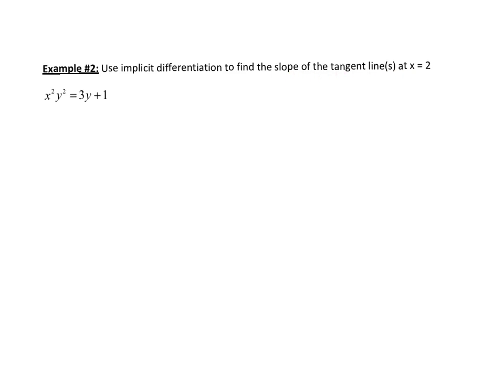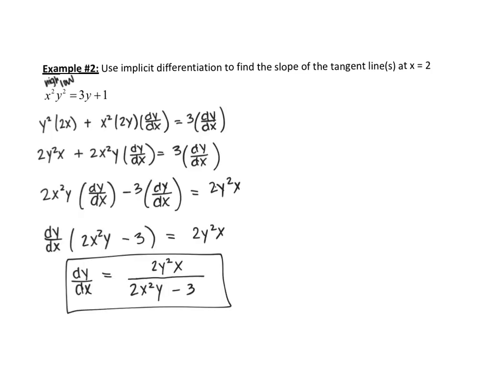Okay, here is your work for what you should have got for the implicit differentiation. All right, so we're going to now use this information to find the slope of the tangent line at x equals 2. So just like we did before, we need to find the y value because our derivative has y's in it as well. So we're going to go to the original equation. So we're going to plug x equals 2 into the original to find the y value. Okay, that's step one.